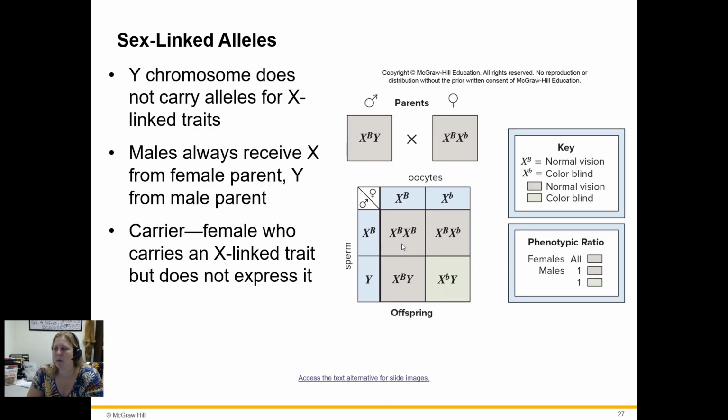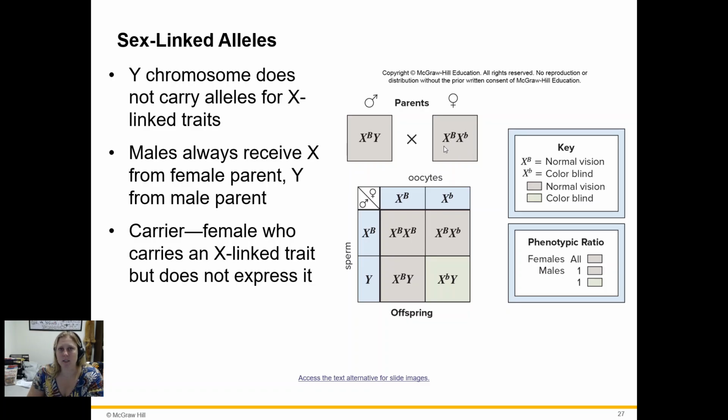They get an X from mom and they get an X from dad. Well, if dad is color normal, he has the dominant allele because he is not having color blindness. He has color normal vision. And so all of his daughters are going to inherit his dominant allele for color normal vision. However, if they end up having a son who is colorblind, we know that mom carries the recessive allele. Mom is going to have a dominant allele and a recessive allele.